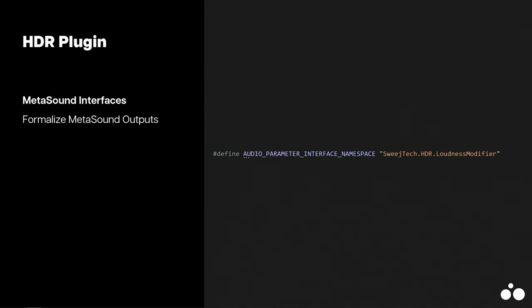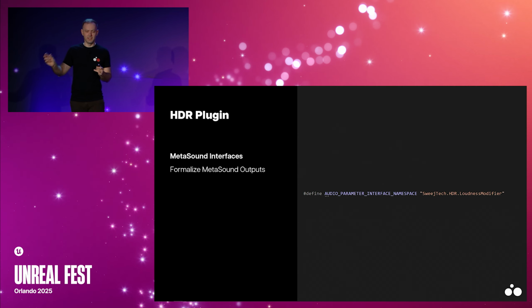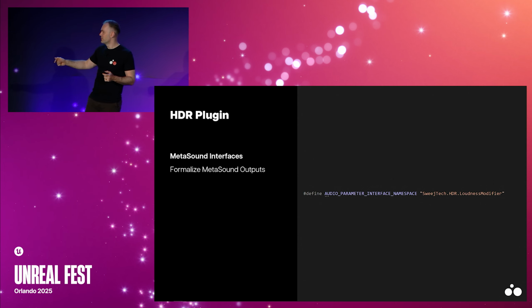The other way we gathered mix offset data was by using a MetaSound interface to allow sound designers to write offset values from inside the MetaSounds. Interfaces formalize the name of a MetaSound input or output, so you can always be sure that you're sending data to the right thing or receiving data from the right place. In our case, it was called SweejTech.hdr.loudness modifier. You know that's going to be what you need.